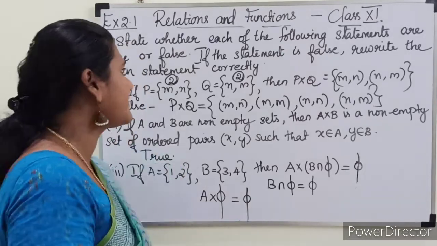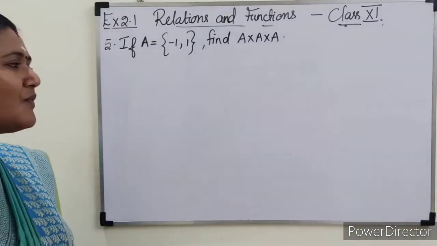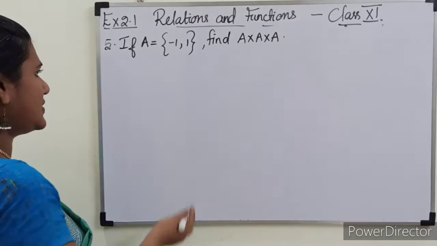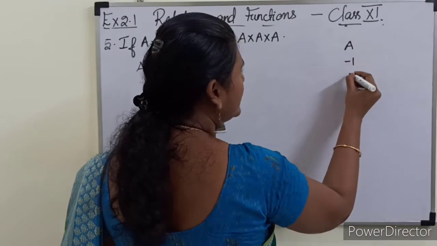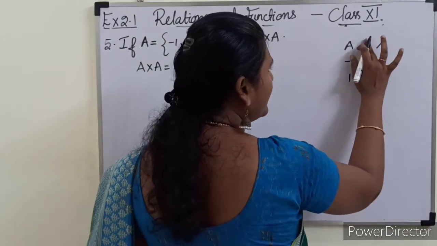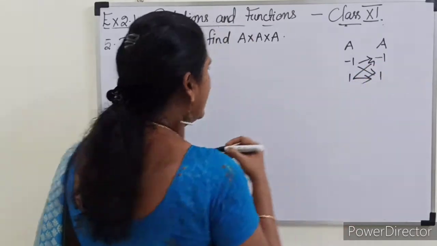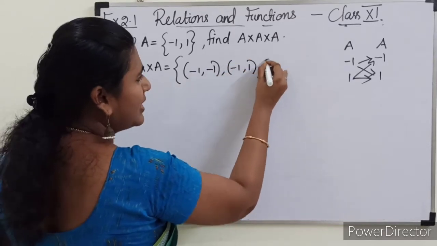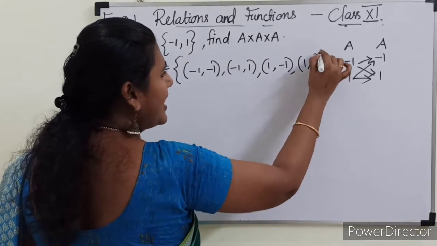So now the next question, question number 5. If A is equal to the set {-1, 1}, find A cross A cross A. So how will you find the product of 3 sets? First we will find out A cross A. Here the elements of the set A are -1, 1. Again we are finding the cross product with the same set, that is {-1, 1}. So we will get the ordered pairs as (-1, -1), (-1, 1), (1, -1) and (1, 1). So these are the elements of A cross A.